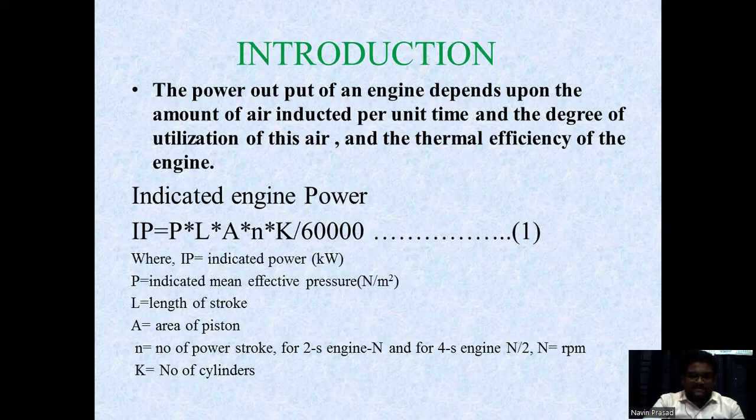IP = PLAnK / 60,000, where IP is the indicated power in kilowatts, P is the indicated mean effective pressure in Newton per meter square, L is the length of the stroke, A is the area of the piston, and n is the number of power strokes. For a two-stroke engine, N is the RPM, and for a four-stroke engine, the RPM is taken as N/2, and K is the number of cylinders.